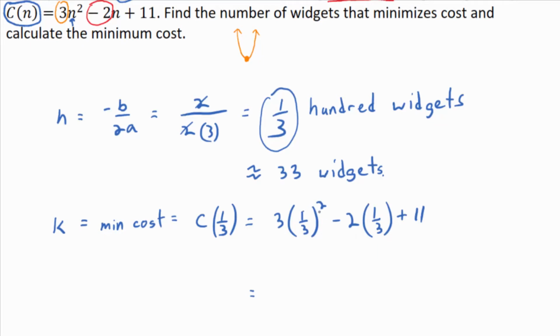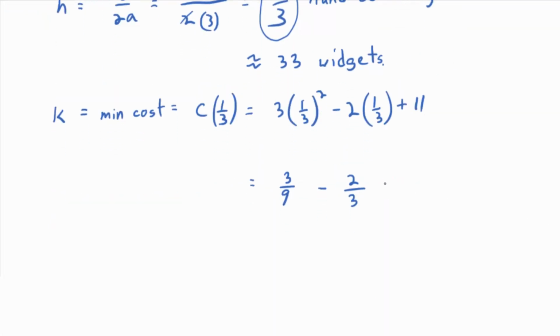1/3 squared is 1/3 times 1/3, or 1/9, times 3 would be 3/9, which would be 1/3. Minus, what's 2 times 1/3? 2/3 plus 11. 3/9 reduces to 1/3, so we have 1/3 minus 2/3. What's 11 in terms of thirds? Think of it as 11 over 1, multiply by 3 over 3: 33 thirds. Okay, add them together, what do we get?